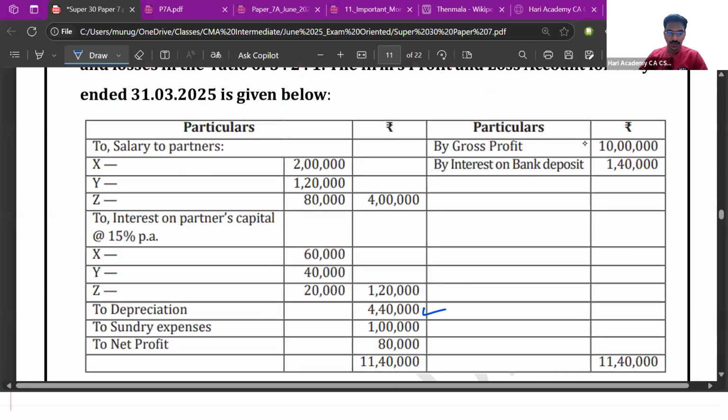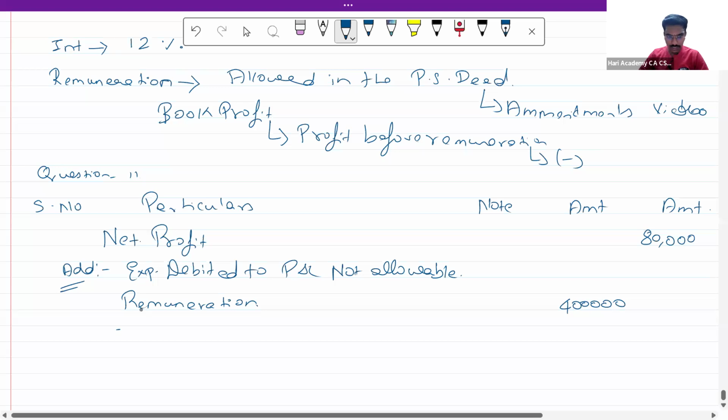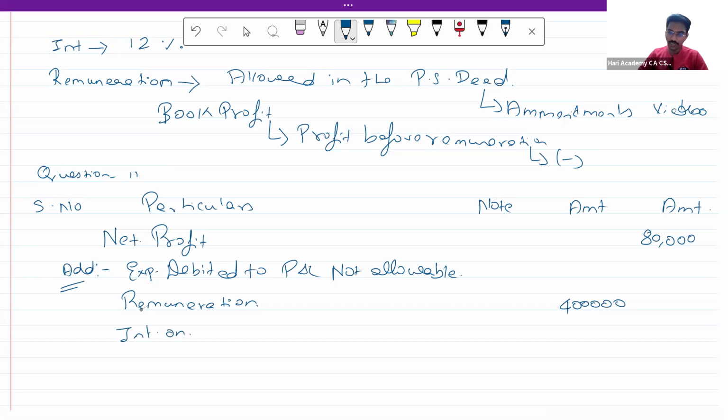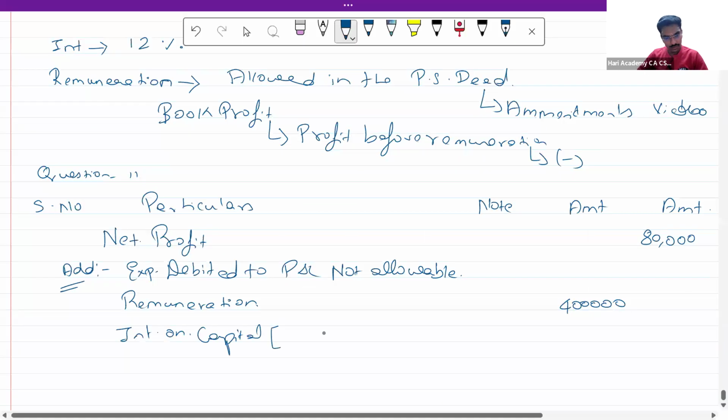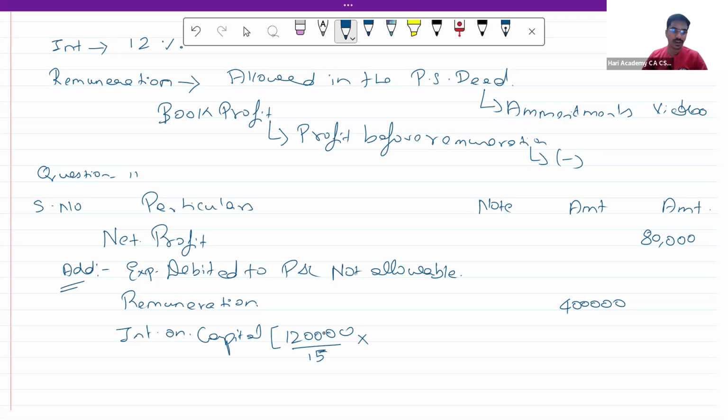Next is interest on capital. Interest on capital, only up to 12% it is allowed. So the remaining 3% you have to remove. So this 1,20,000 is for 15%. So the amount which you are going to add here is just the disallowance. So 12 to 15, the difference is 3. So it is going to be 1,20,000 divided by 5. So 24,000 is not allowed.